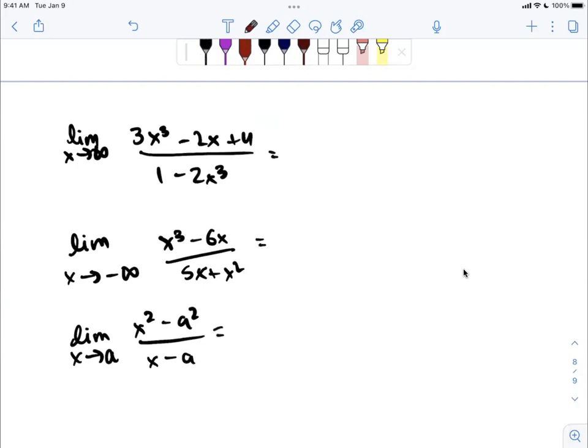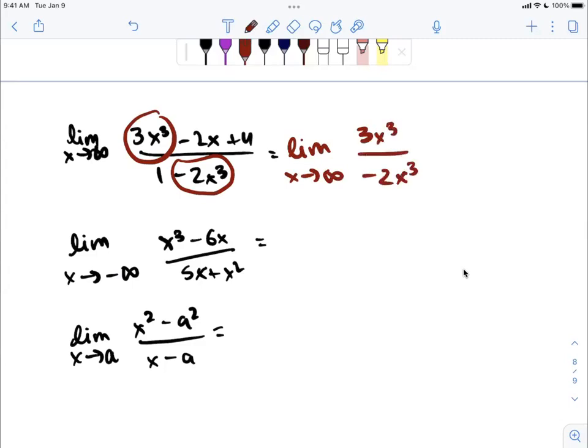Okay, so the first one, we're just going to stare at the leading coefficients. So this is going to be 3x cubed over negative 2x cubed. And the x cubes cancel. And so we end up with negative 3 over 2.